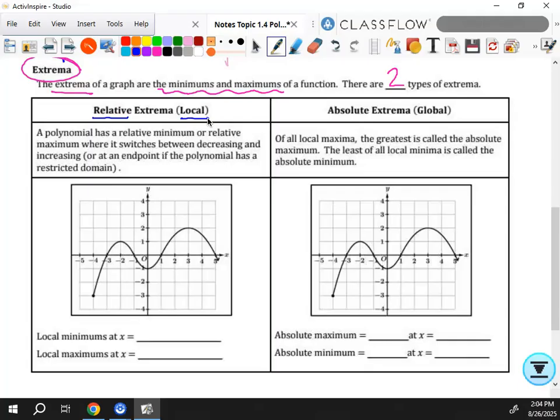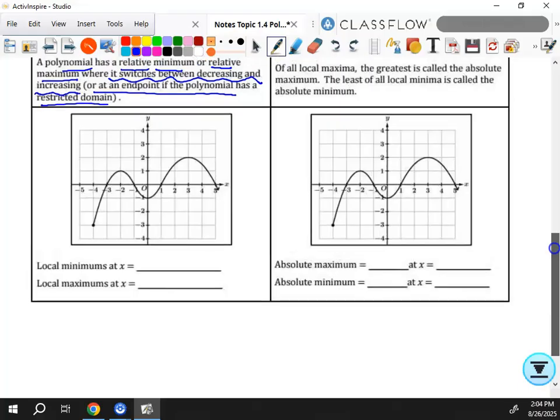Okay. So a polynomial has a relative minimum or relative maximum where it switches between increasing and decreasing. It's where your turning points are. If I'm going to change from increasing to decreasing, I have a local or relative maximum or minimum. And then in pre-cal, we also talk about it could be at the endpoint if we have a restricted domain.